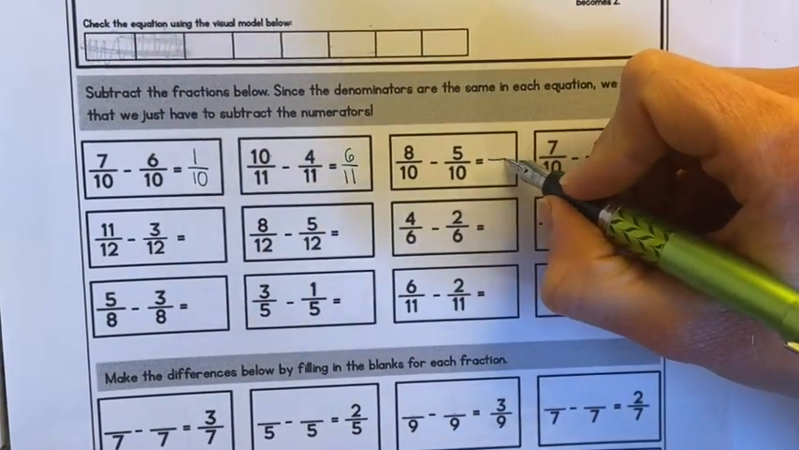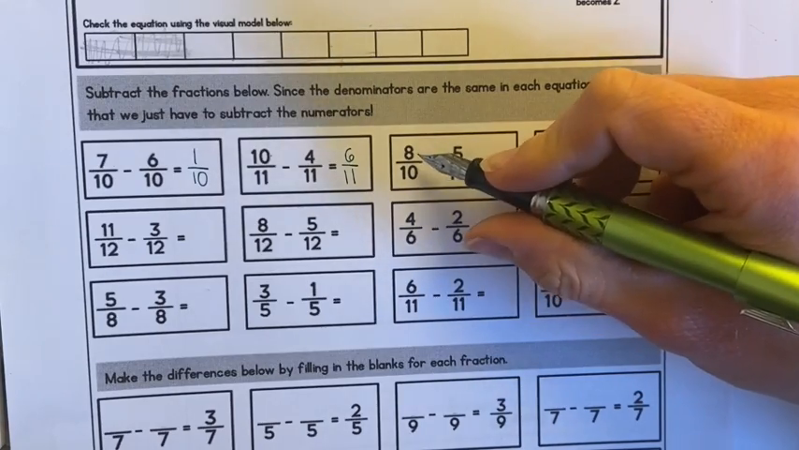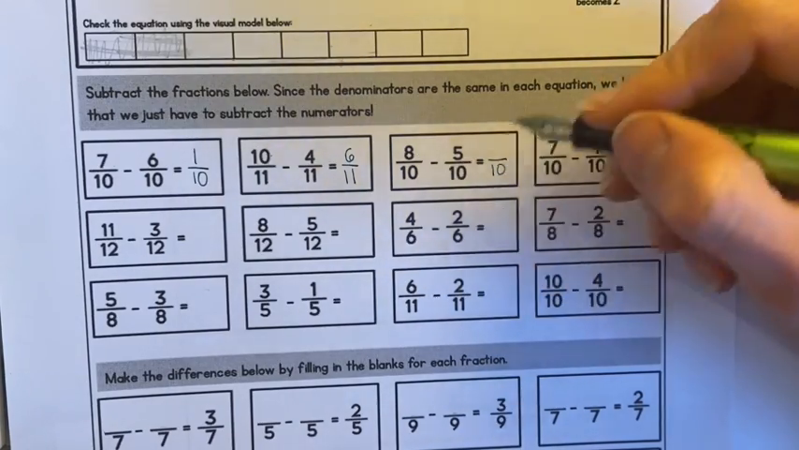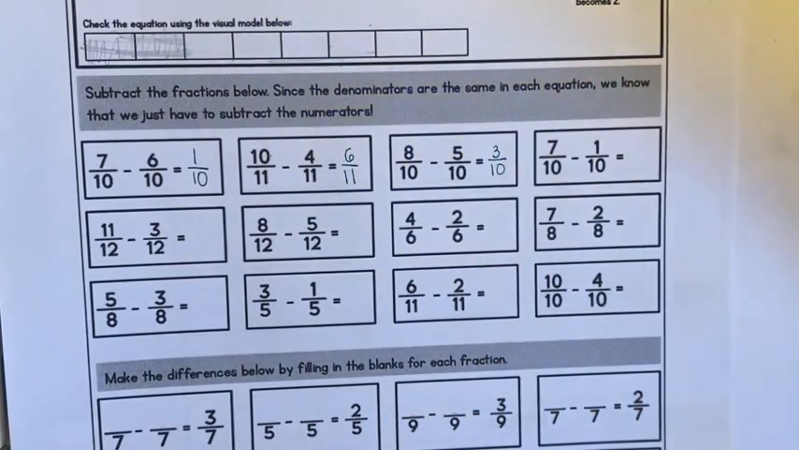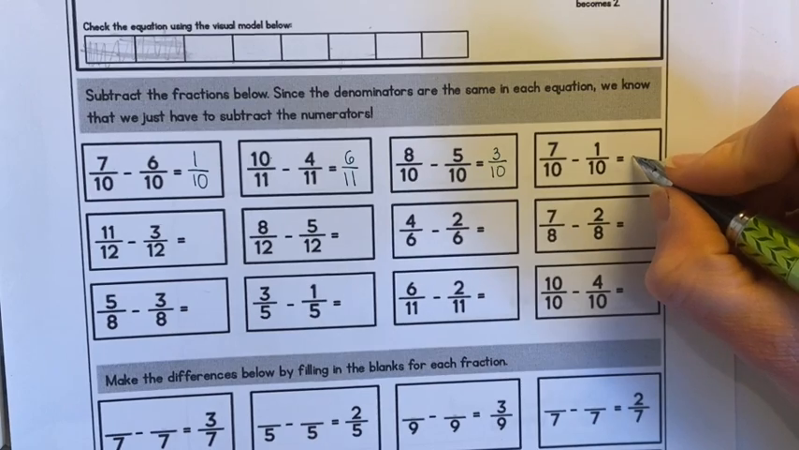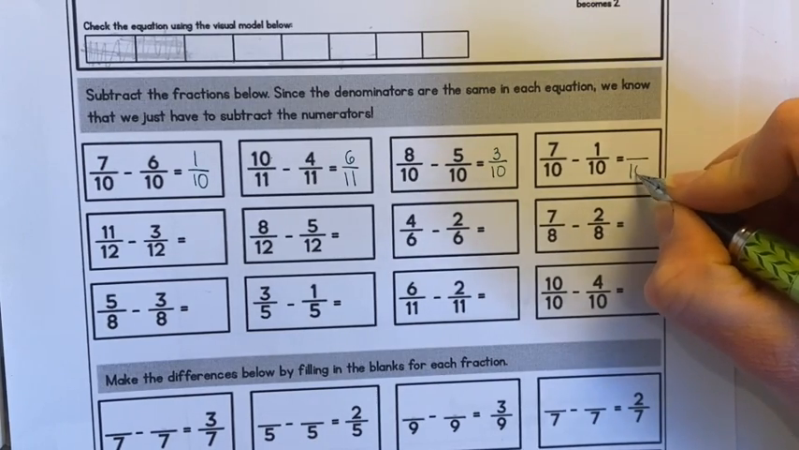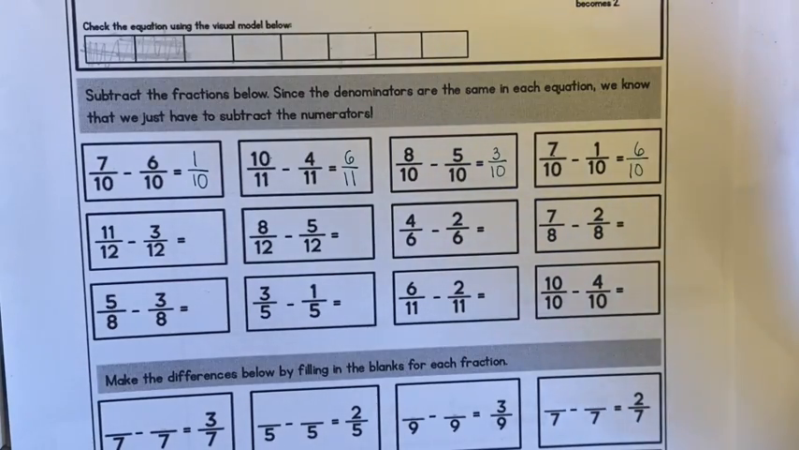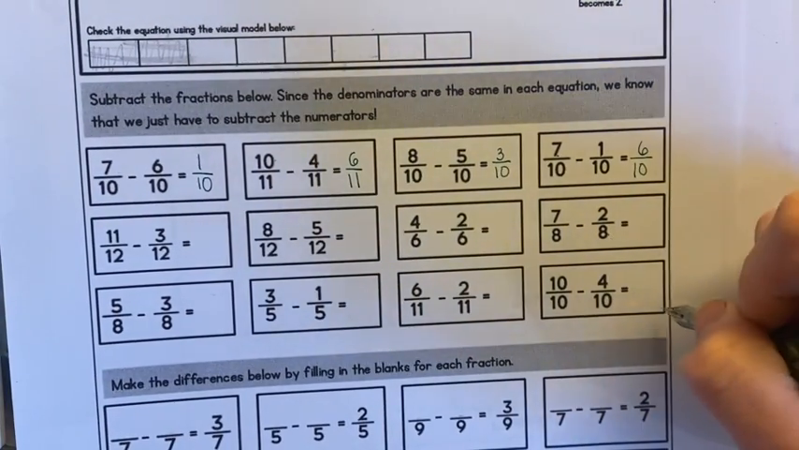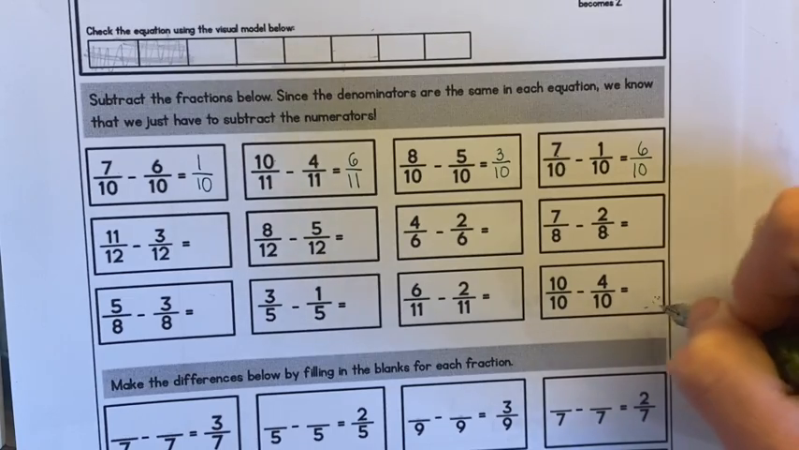Okay, and I look here, tenths, 8/10ths, subtract 5/10ths. Well, 8 subtract 5 is 3, so 3/10ths. So I look here, 7/10ths, subtract 1/10. I know it's going to be a tenth. 7 subtract 1 is 6. Okay, I'm going to go through the next row, and then you're going to do this one on your own.